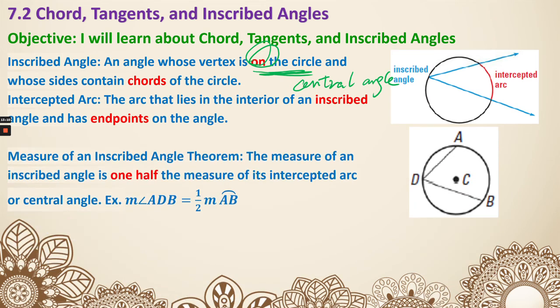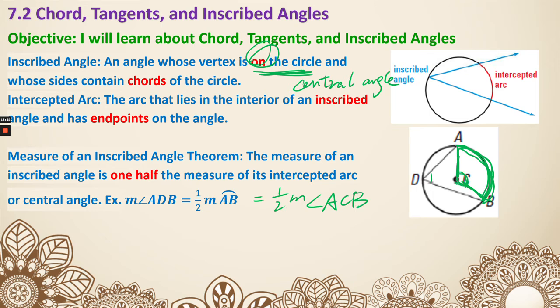And of course, we're going to have a theorem, the measure of an inscribed angle theorem. The measure of an inscribed angle is 1/2 the measurement of the arc. The arc is right here. And if you remember what we learned in the last lesson, the measure of an arc is the same as the measure of its central angle. So basically, this is also saying it's 1/2 the measurement of angle AC. This is the central angle.